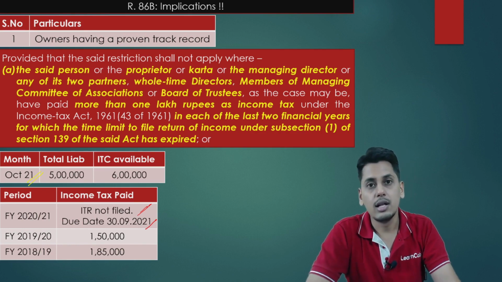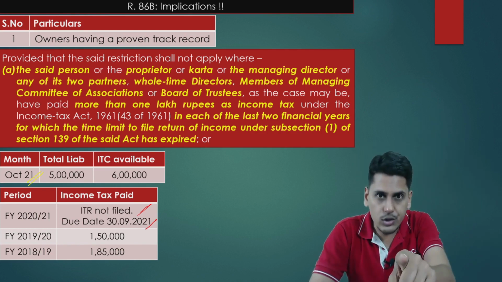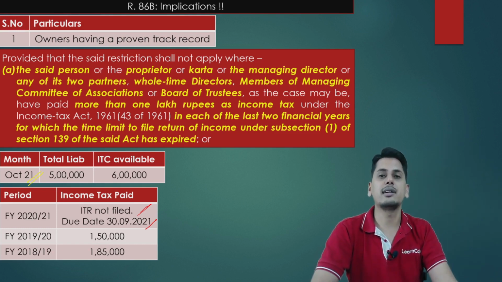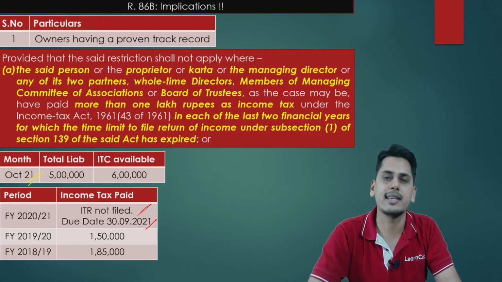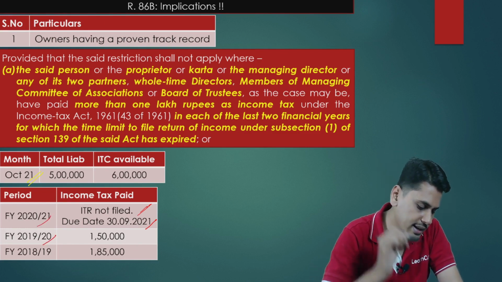Now the question is, which two preceding financial years are you going to take? You are going to take those two preceding financial years for which the due date to file income tax return under 139 subsection 1 has expired. So I am going to take financial year 2021 and 1920.